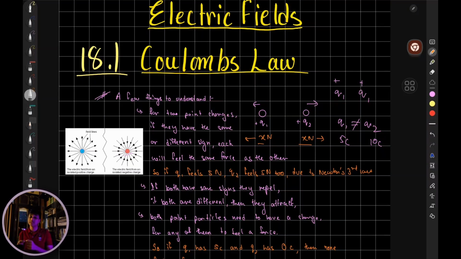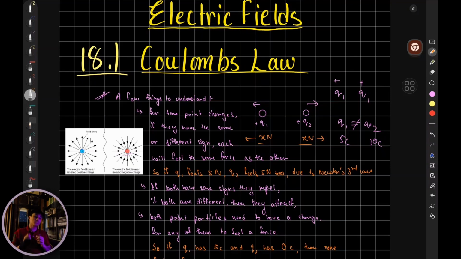The force they experience, even though the charges are different, is going to be the same. Even if you bring out 5 coulombs of charge and 1,000,000 coulombs of charge, both will feel the same force, be it towards each other or away from each other. It doesn't matter if you bring two different values of charge, same values, opposite charges, or same charges. The force felt is always going to be equal.